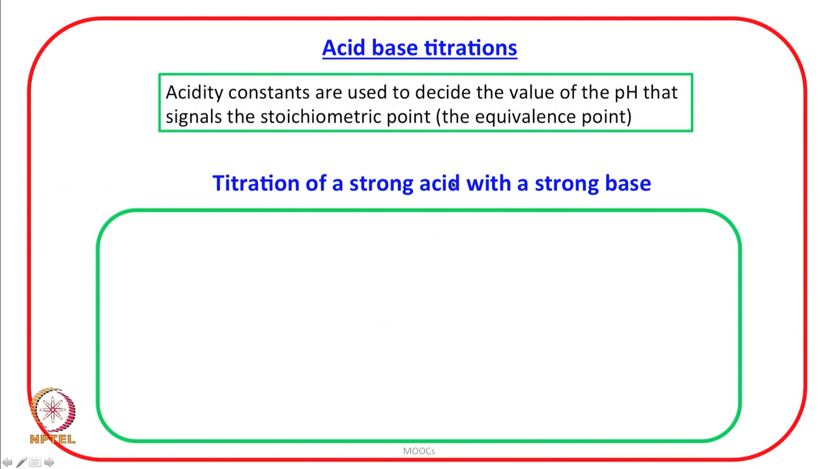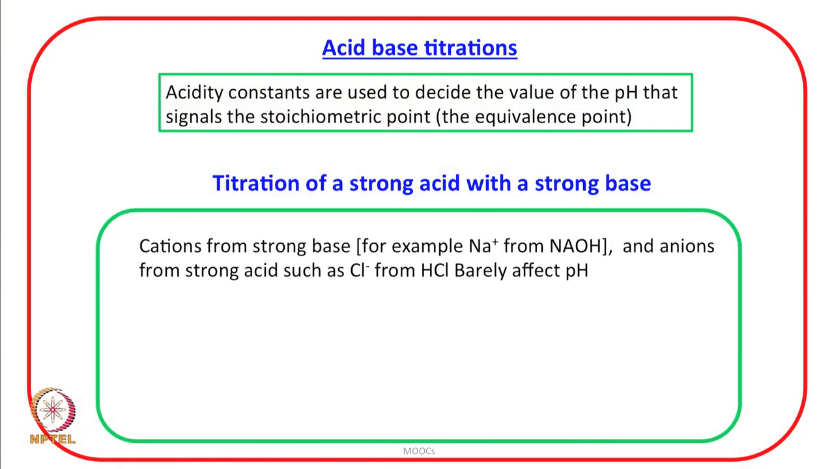We consider titration of a strong acid with a strong base. An example of strong acid is HCl. We discussed in the previous lecture that an acid which is virtually completely ionized in solution, we call it a strong acid. And a strong base, again an example is sodium hydroxide, which is virtually completely ionized in aqueous solution. Let us consider the titration of a strong acid with a strong base.